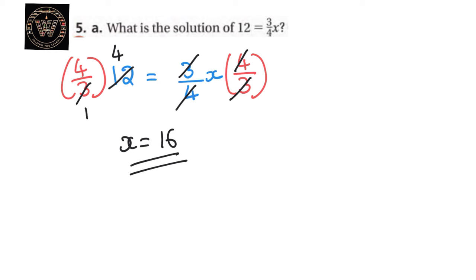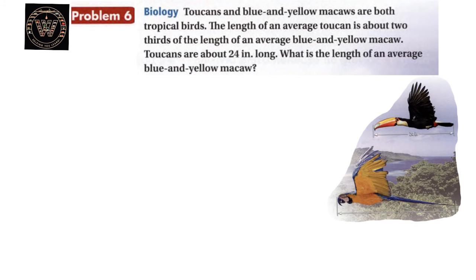This is how you solve an equation where you have a fraction that is multiplied with a variable. Let's try to apply the solving equations concept to biology. Toucans and blue and yellow macaws are both tropical birds. The length of an average toucan is about 2/3 of the length of an average blue and yellow macaw. Toucans are about 24 inches long. What is the length of an average blue and yellow macaw?